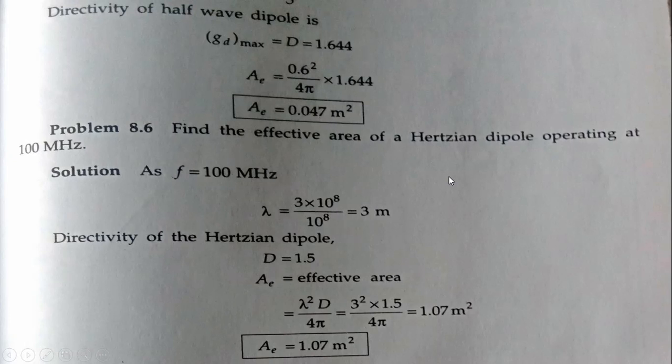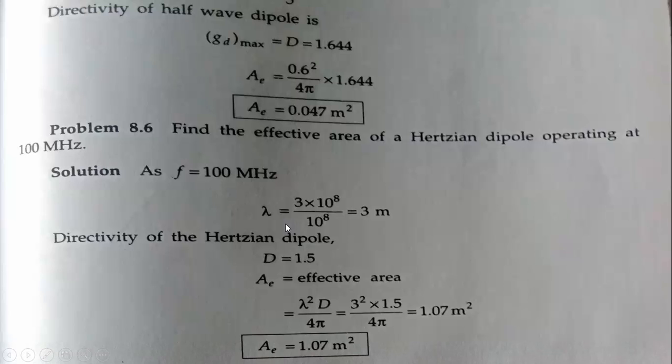So now the similar question related to finding the effective area in the Hertzian dipole operating at a frequency of 100 megahertz. See here, only the frequency is changing and we need to find out the effective area. What is given in the numerical: F is equal to 100 megahertz.